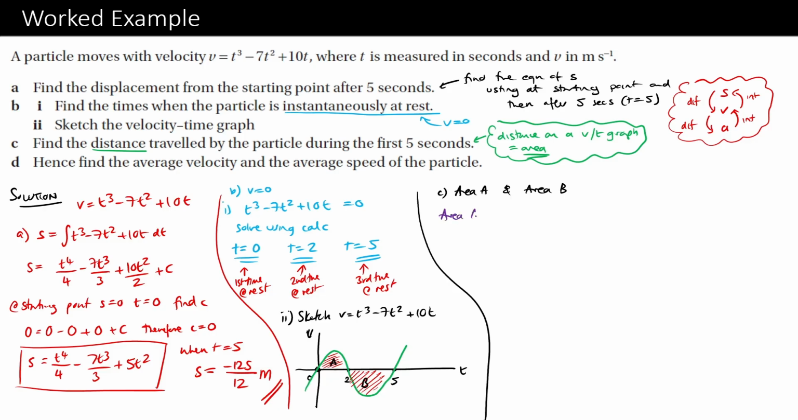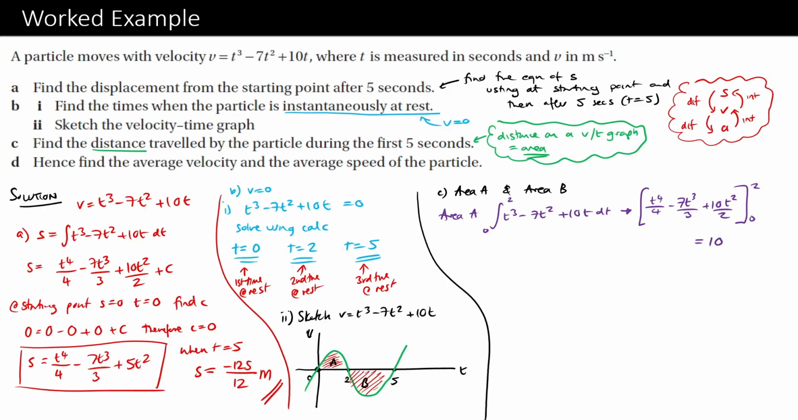So area of A is going to be the integral of t cubed minus 7t squared plus 10t dt between the limits of 2 and 0. If I integrate that, I get t to the power 4 over 4 minus 7t cubed over 3 plus 10t squared over 2. I don't need a plus c because I've got a definite integral, and that's between 2 and 0. And if I type that into my calculator, I get an answer of 10.